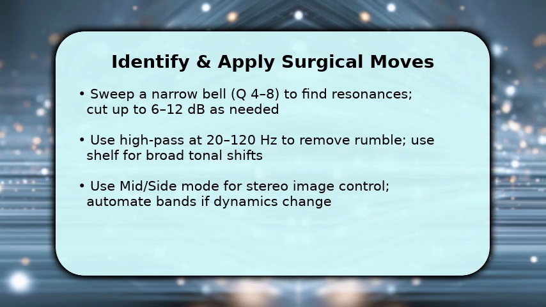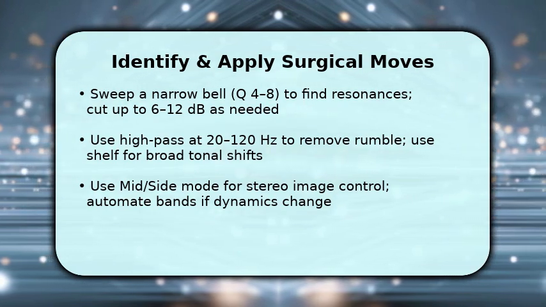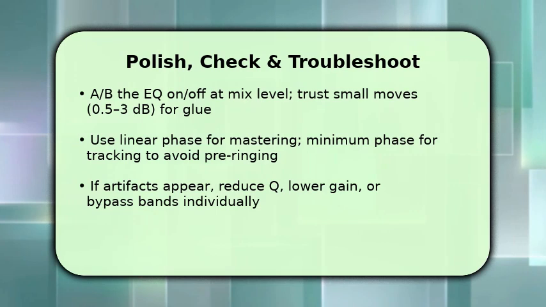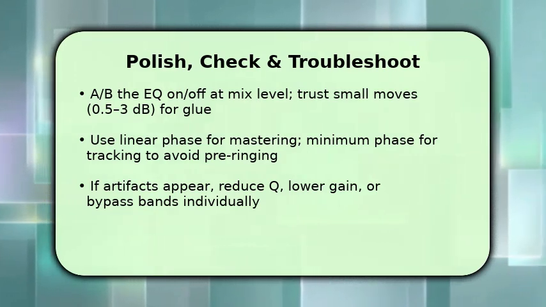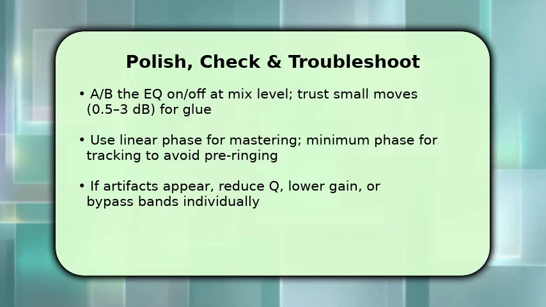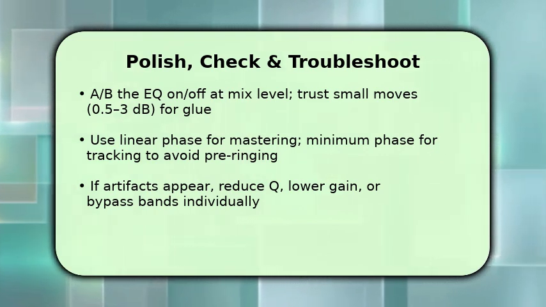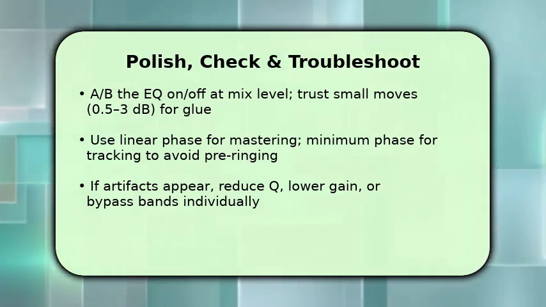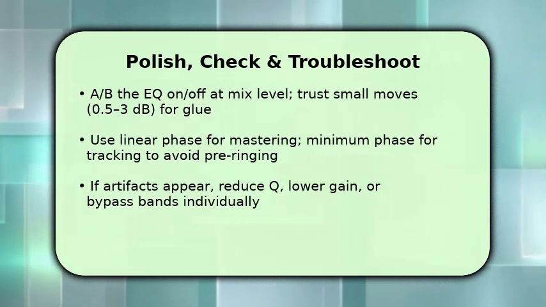You finish by A/Bing the processed track against the original at mix level. Small adjustments often provide the perceived improvement, so make subtle moves. For mastering, switch to linear phase to avoid phase shifts. For tracking, minimum phase keeps latency and smearing low.